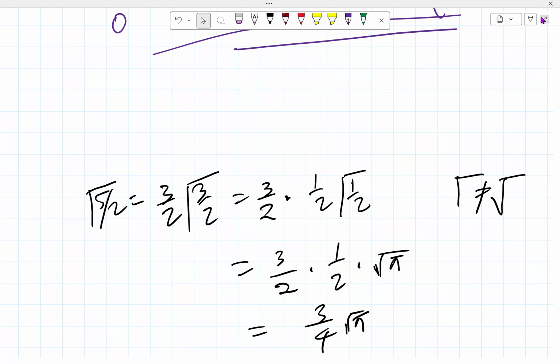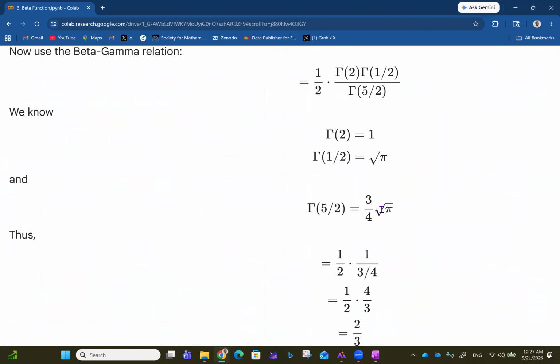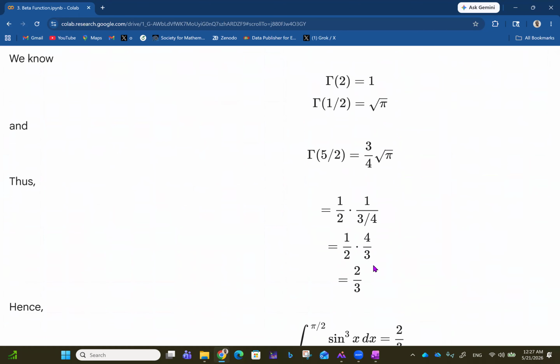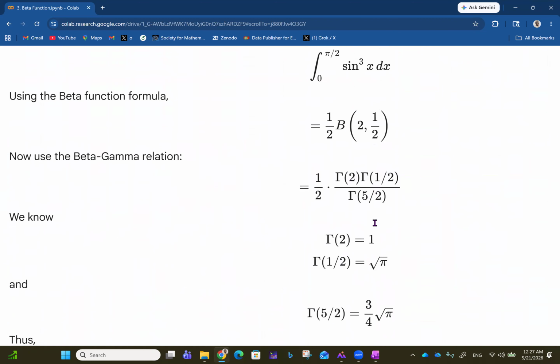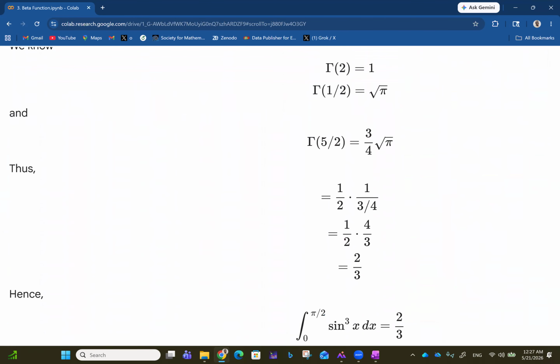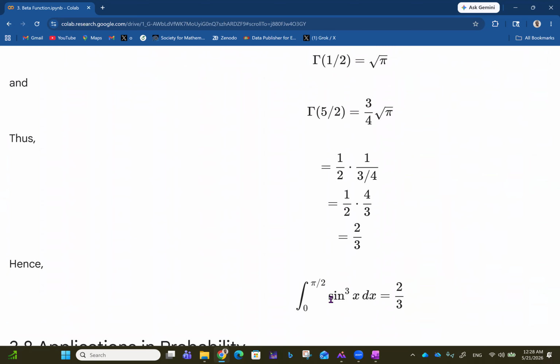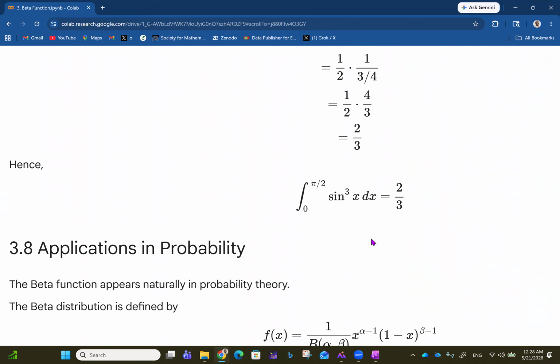So if you bring that up here, it's 3 over 4 root pi. If you fix everything together, you have 1 over 2 times 1 over 3 over 4. We already have root pi up there, so the root pi cancels. Tidy all of that up and you have 2 over 3. So instead of stressing yourself out trying to integrate this endlessly, you just know that this is 2 over 3 straight up from beta and gamma connections.